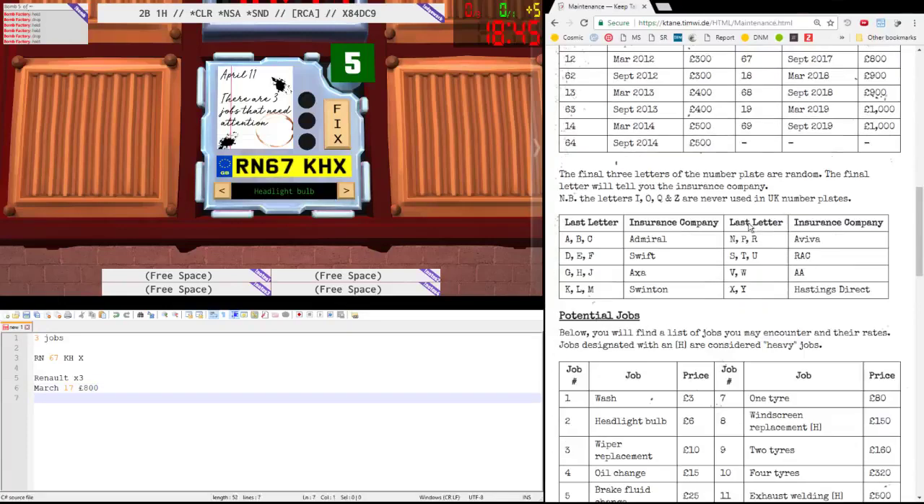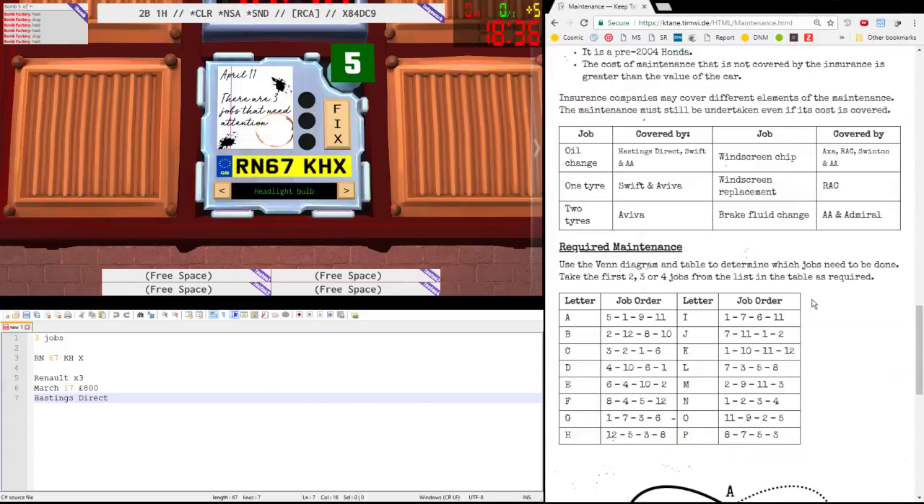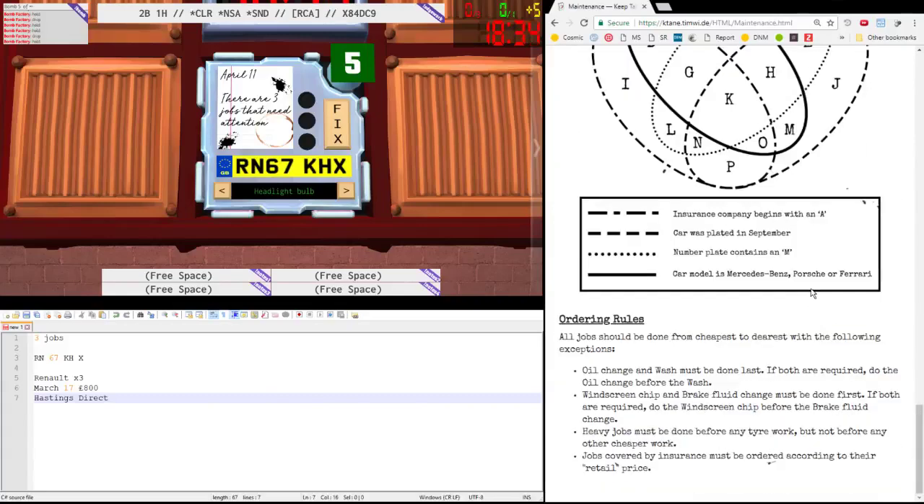An X-Ray is going to give me Hastings again. Just really not fond of the A insurance companies. We scroll down to the bottom. Criteria, insurance with an A, no. Car plate in September, yes. So we're going to use the dotted lines. Numbered plate contains an M, no. Mercedes, Porsche, Ferrari, no. So we're only looking at the dotted lines.